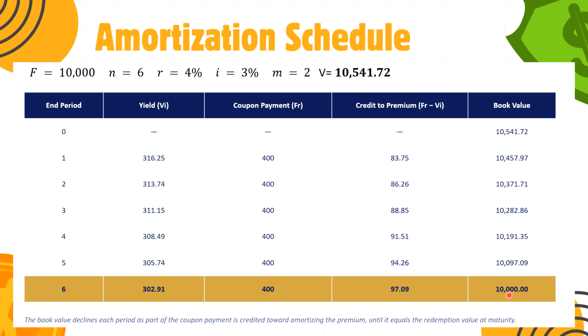So that's it for bonds. A little recap: we defined what a bond is and its key terms, learned how to compute coupon payments and redemption value, derived and applied the purchase price formula, distinguished premium from discount and calculated both, and finally built a full amortization schedule showing how a premium gets written off over time. So that's all for the bonds.